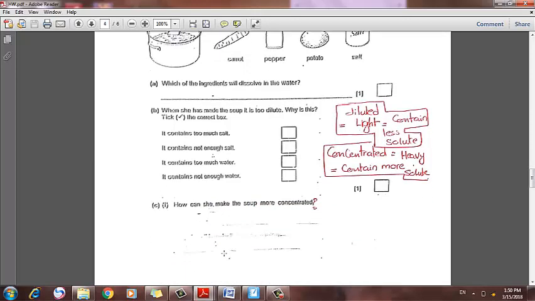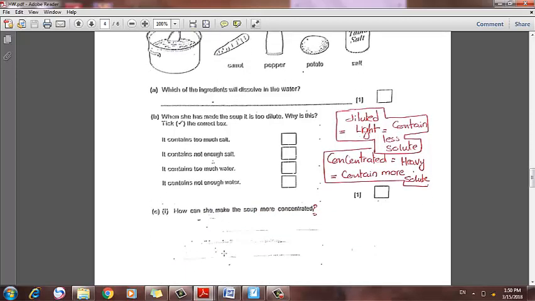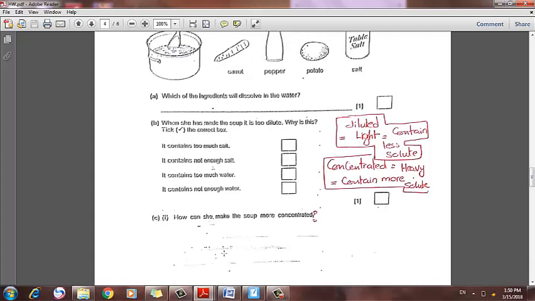How can she make the soup more concentrated? We said if the solution is concentrated, it must contain too much solute. So if she wants to make her soup more concentrated, she can add more salt.